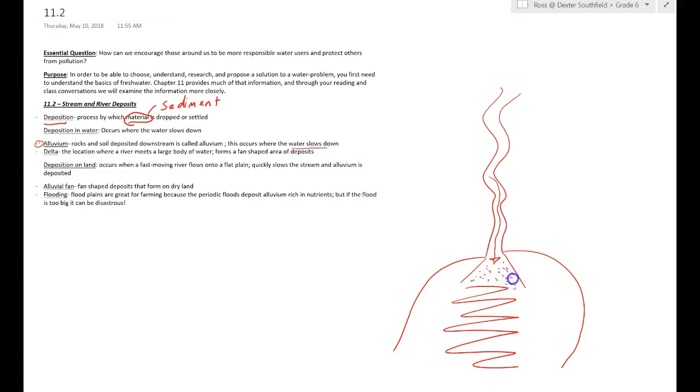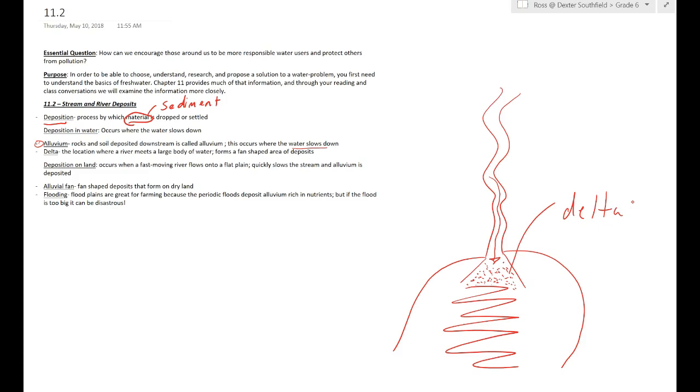Oftentimes this will be a little bit more of a shallow area. You'll be able to see it from above aerially because you'll be able to see that it's a slightly different color because the sediments have risen up and have made that area more shallow. That is the area that we would call the delta.